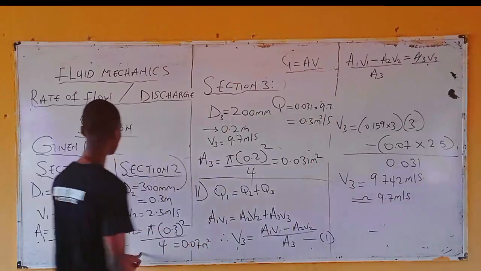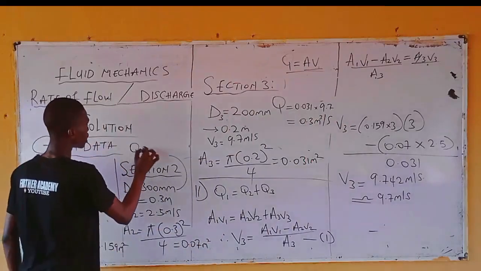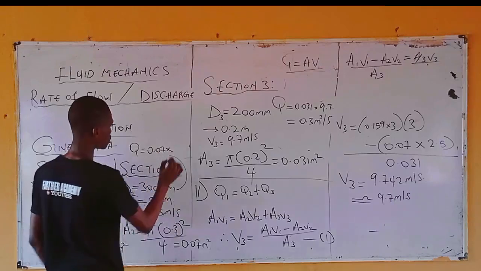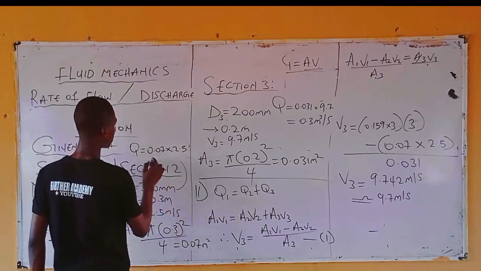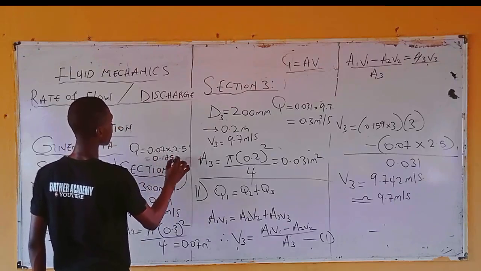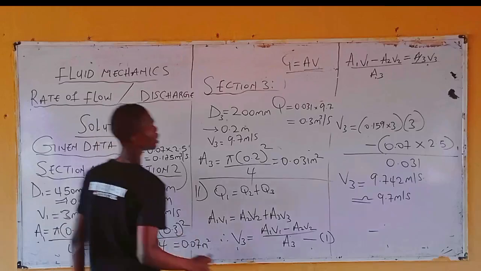Now for section 2, let's get the quantity of flow. That's 0.07 times 2.5. What's the answer? 0.175 meter cube per second.